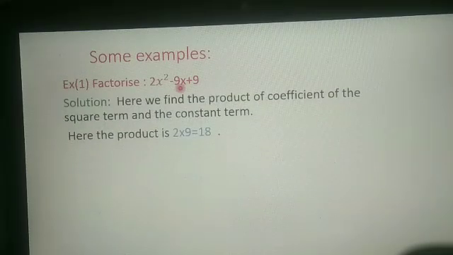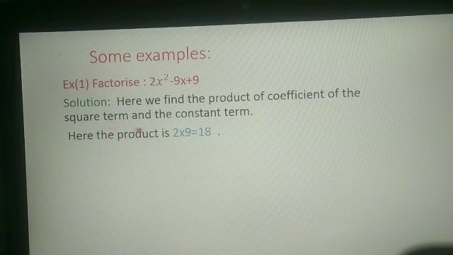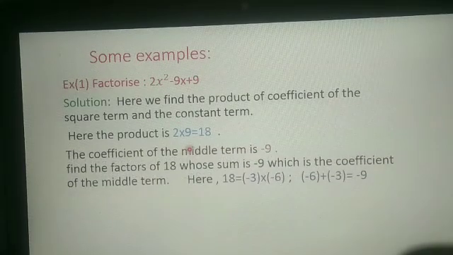So let us see. Solution. Find the product of the coefficient of the square term and the constant term. That means 2 and 9. So the product is 2 into 9, which is 18. Then the middle term is minus 9. So how will we get minus 9 in the middle term?